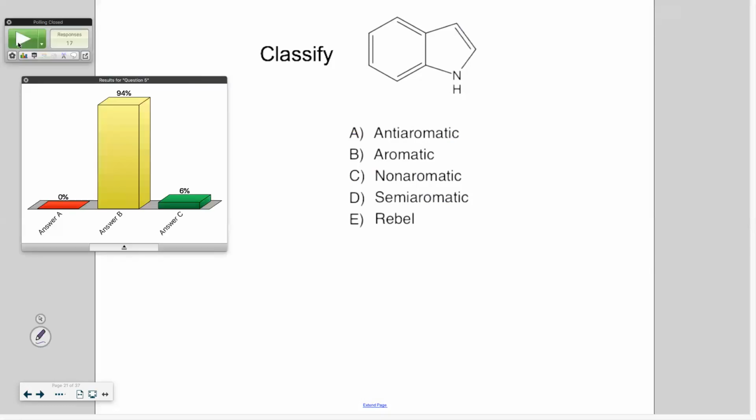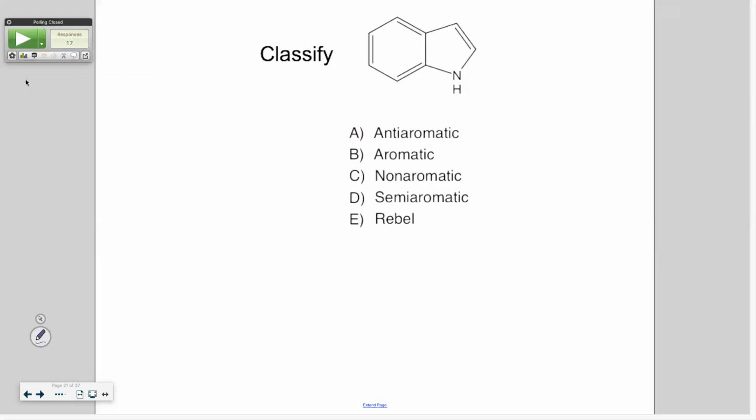Let's see what you did. It's aromatic. Okay, so tell me how you did it. All right, so we're going to go around and count. 1, 2, 3, 4, 5, 6, 7, 8. Okay, what do we do about the nitrogen? There's a lone pair up here, isn't there?